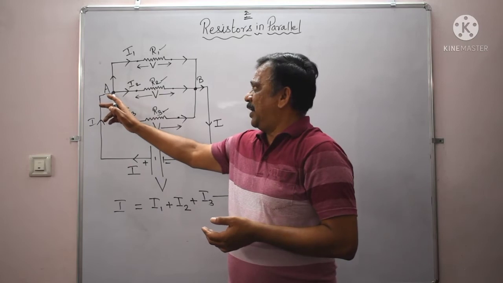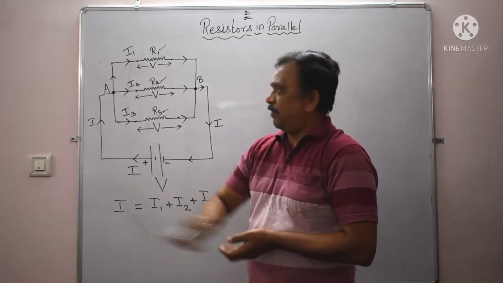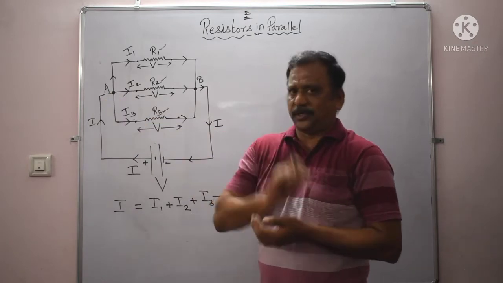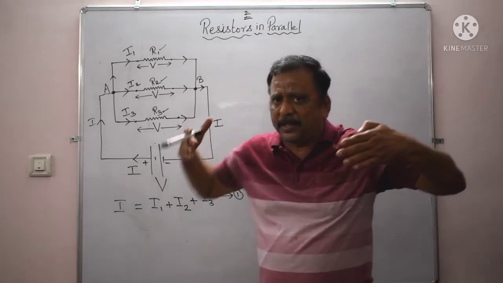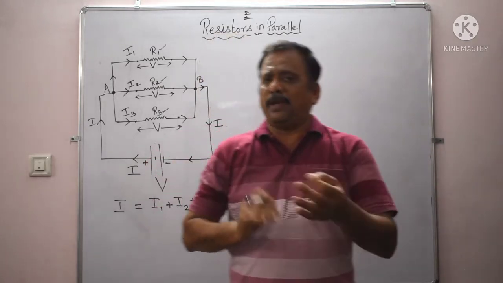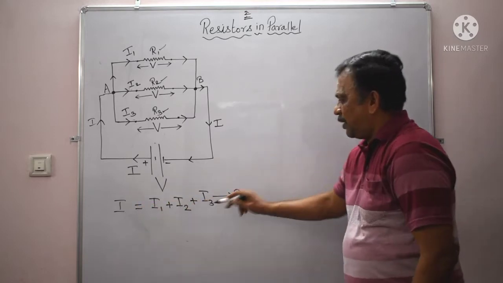So at the point A, the current is branching off through these 3 parts of the circuit. Therefore, I am going to call A a junction. And at the point B, the current flowing through the 3 parts meets. Therefore, I am going to call B again a junction. Right. So I is equal to I1 plus I2 plus I3.